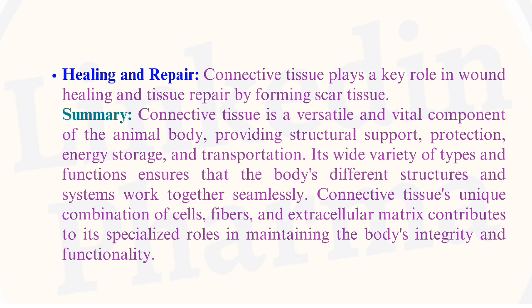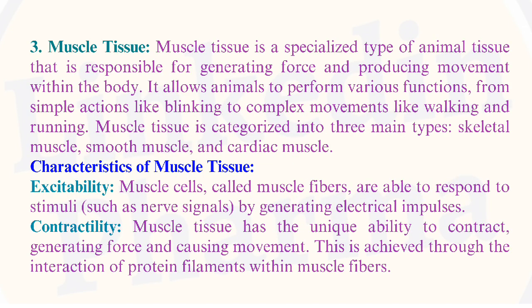Summary. Connective tissue is a versatile and vital component of the animal body, providing structural support, protection, energy storage, and transportation. Its wide variety of types and functions ensures that the body's different structures and systems work together seamlessly. Connective tissue's unique combination of cells, fibers, and extracellular matrix contributes to its specialized roles in maintaining the body's integrity and functionality. 3. Muscle tissue.